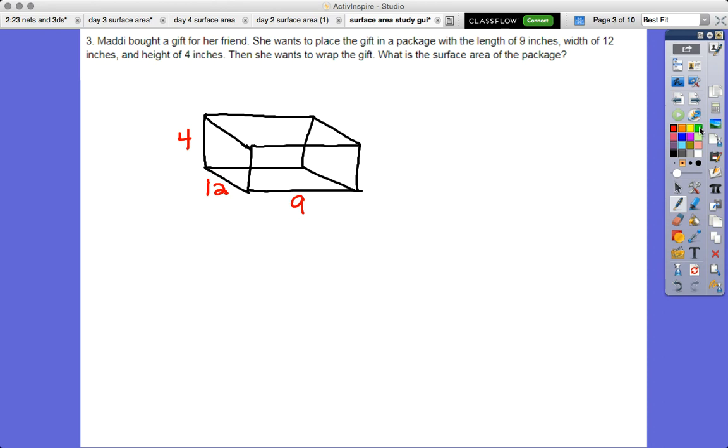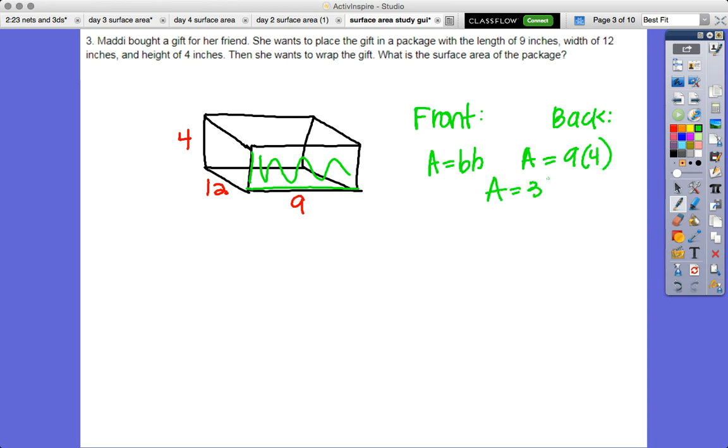All right, so the first thing that I'm going to do is find the area of the front and back. So I know that area equals base times height. The base is 9 and the height is 4. So 9 times 4 gives me an area of 36. If my front equals 36, then so does the back side. So I get 36 for the front and the back.